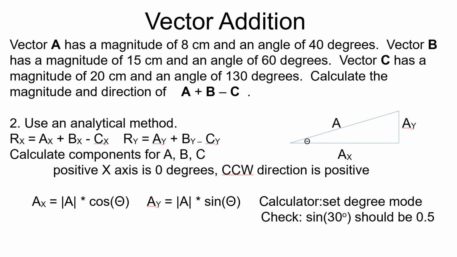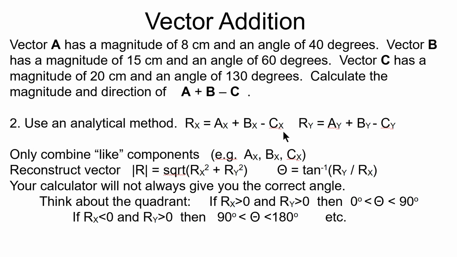As you're doing this, double check that your calculator is in degree mode. I'm not giving you radians for the angle here. I'm giving you degrees, so it should be in degree mode. A quick check: use your calculator and evaluate sine of 30 degrees. You should come up with exactly 0.5.